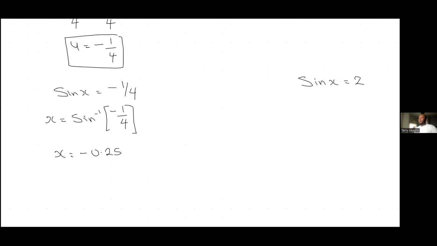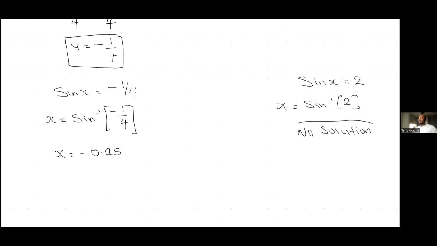So minus 0.25 radian. So this is in radian, all right? Now let's go and do it for the sine x. So x is going to be the sine inverse of 2. Now, when you press it in your calculator, you will see that there is no solution. You get a math error, okay? So that means there is no solution for that.